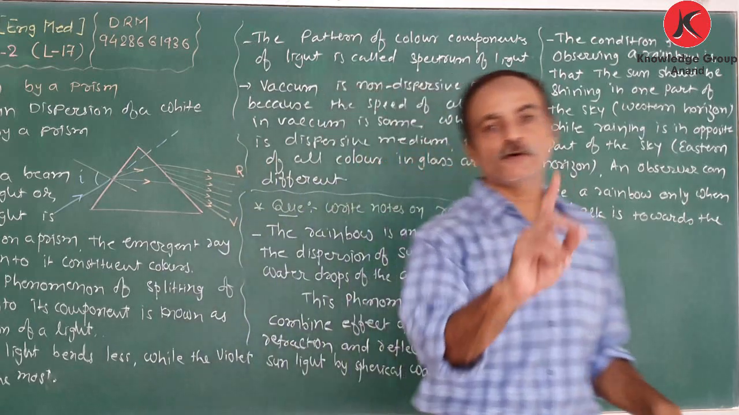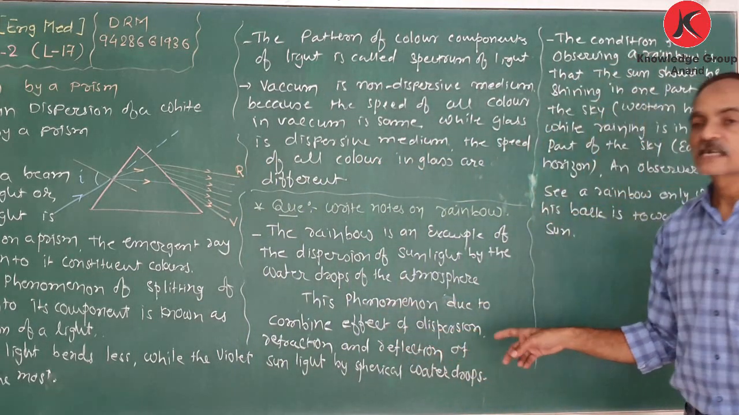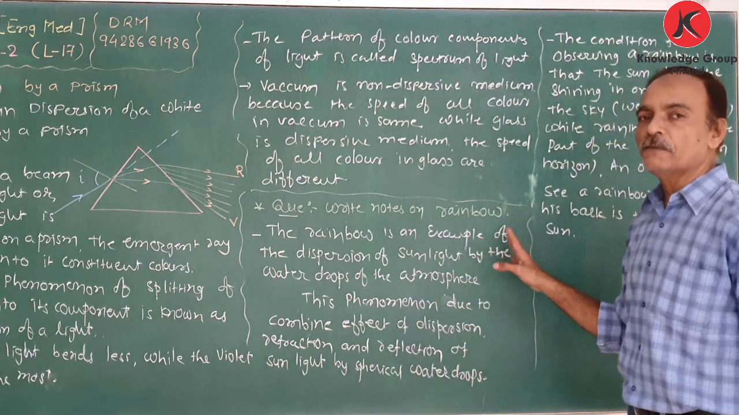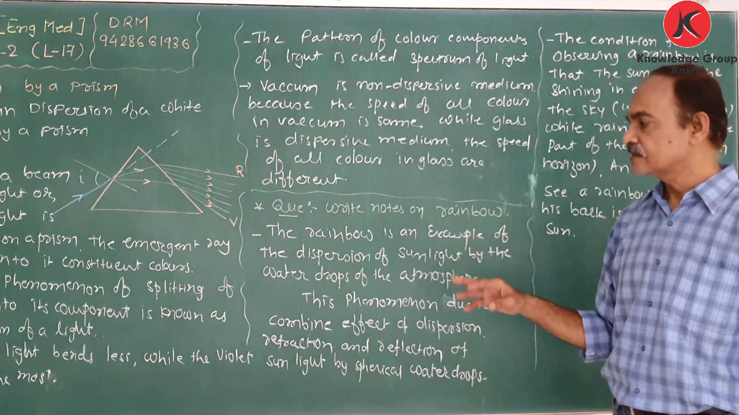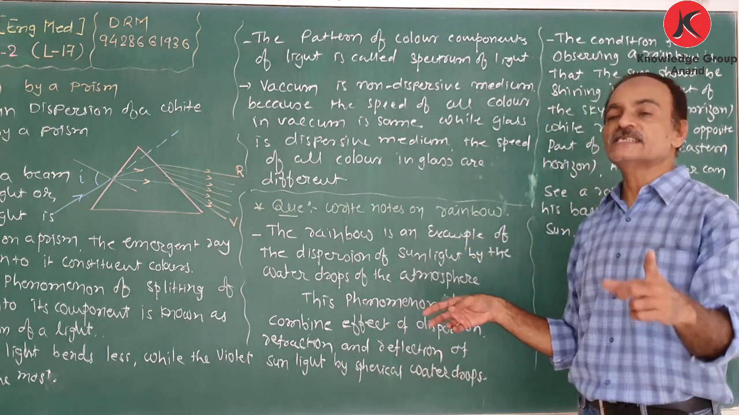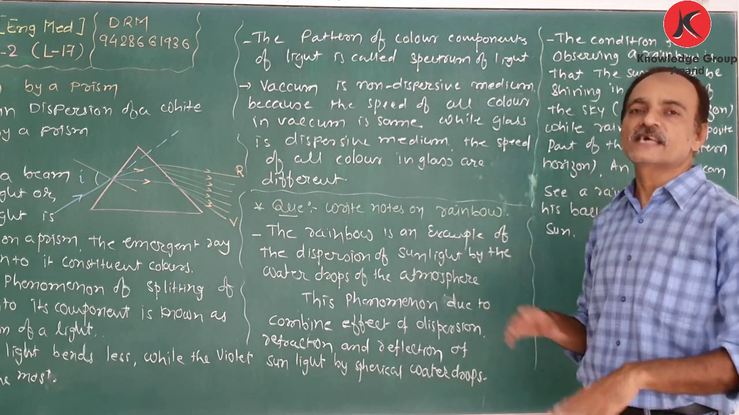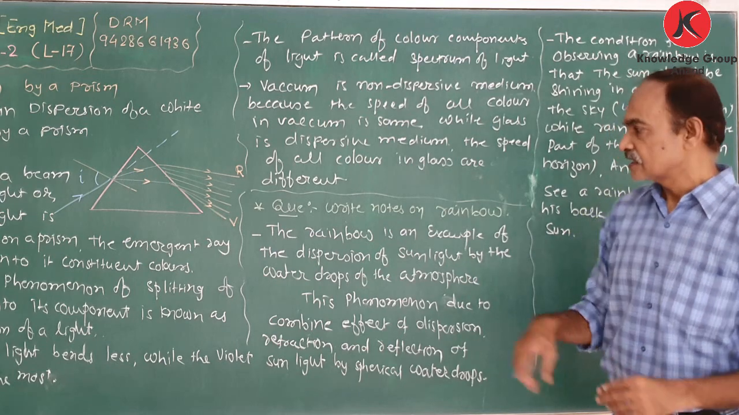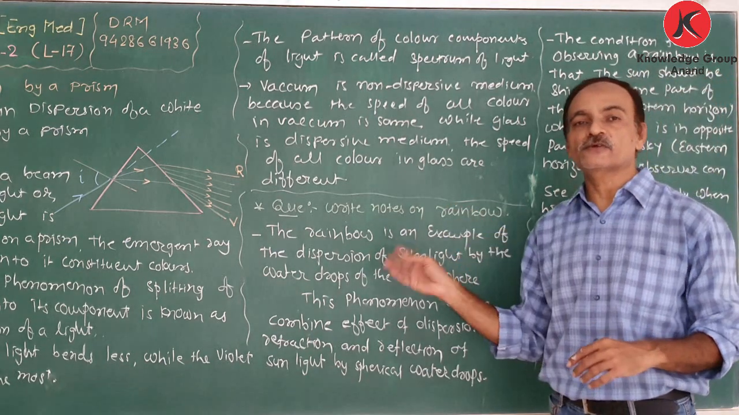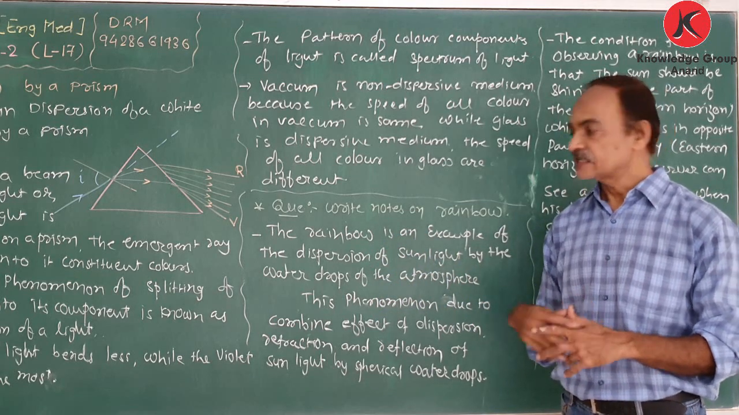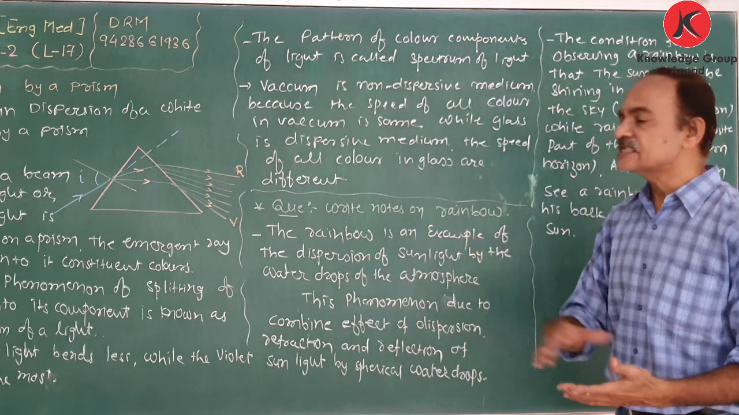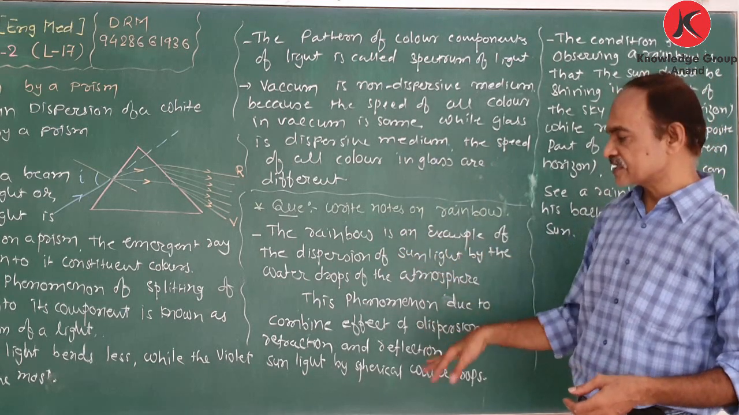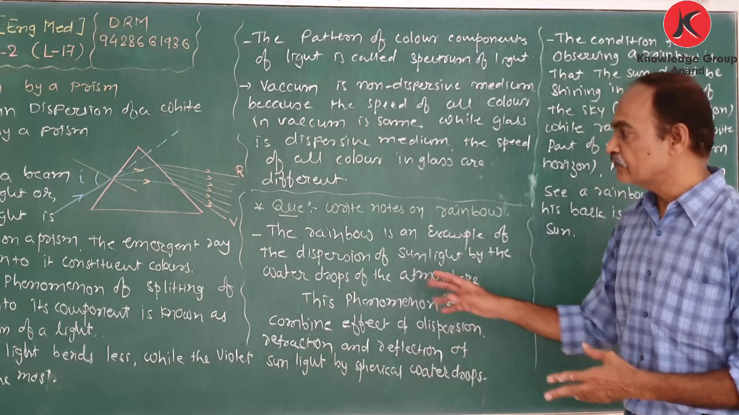Again, the phenomenon of rainbow is the combined effect of dispersion of light, refraction and reflection of light. Right? And why is it formed only in the monsoon season, not in summer or winter? Because in the atmosphere the possibility of water drops is higher. Therefore, when the sunlight passes through this type of atmosphere, due to the dispersion, refraction and reflection phenomena, the rainbow is formed.